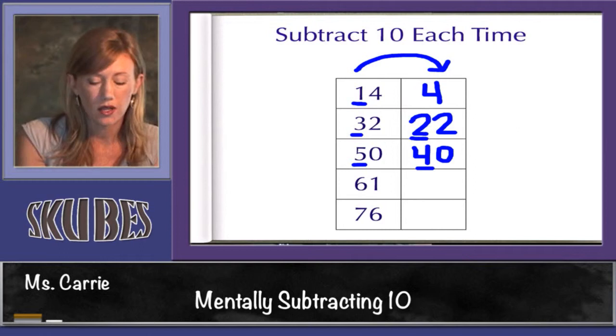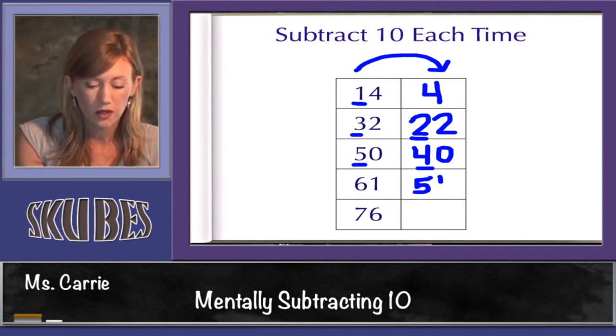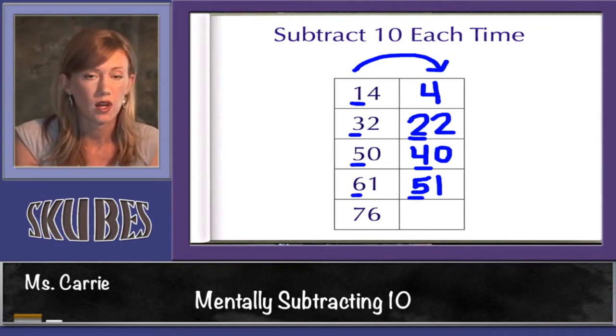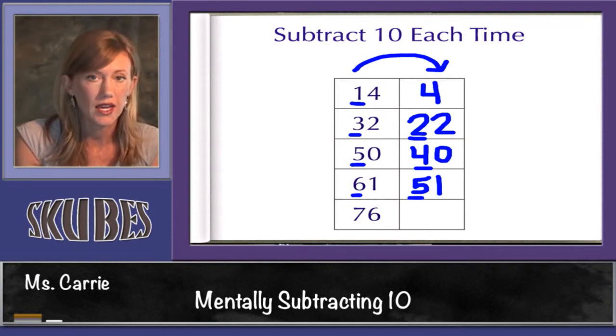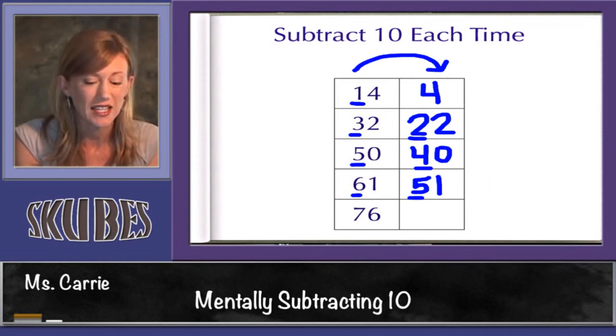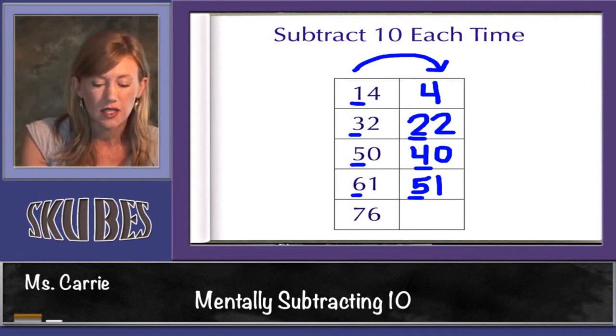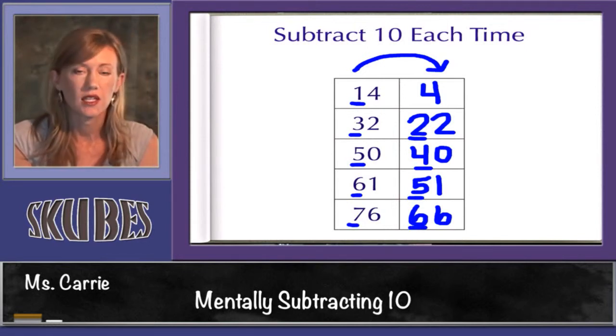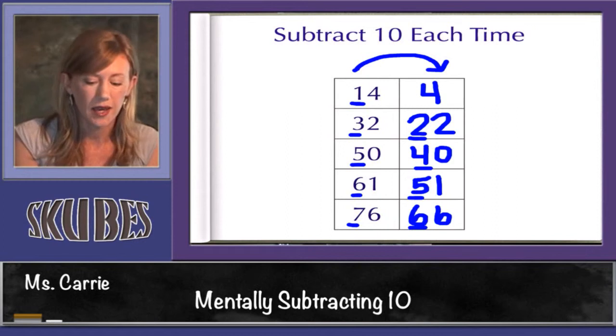In 61, we take away 10, we get 51. This digit, the 6, becomes this digit, the 5, because we lost 10. The 1 in the 1's place stays the same. 76 minus 10 becomes 66. We lost a 10, so the 7 becomes a 6, and the 6 in the 1's place stays the same.